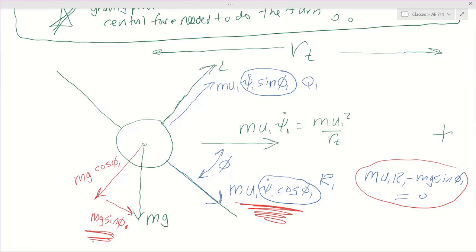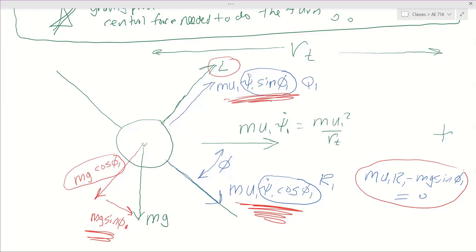And then what's going on in the vertical direction? The other component of gravity subtracted from the lift, so lift minus mg cosine phi provides this other component of the centrally acting force.